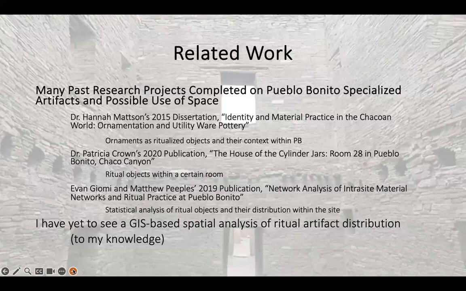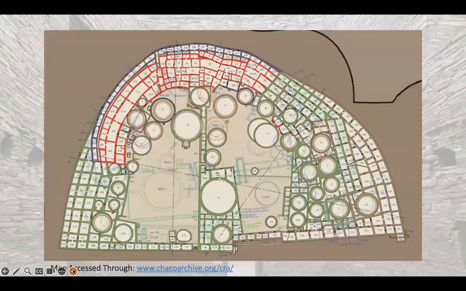Many projects are related to this topic, such as the ones listed below, but I really have yet to see a study based purely in GIS using spatial analysis to look at this distribution. But this is really to my knowledge and what I've seen of research so far.